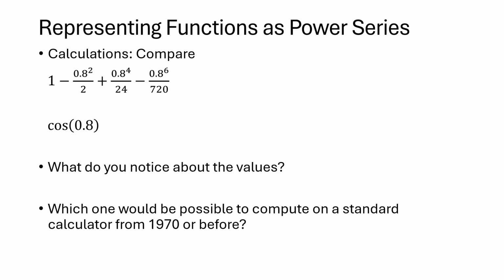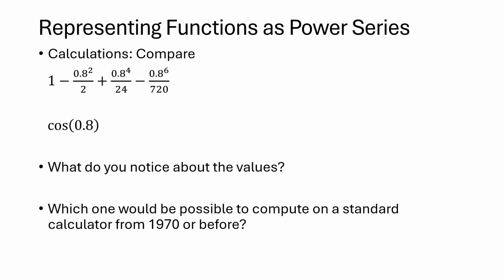The first one, I want you to calculate 1 minus 0.8 squared over 2 plus 0.8 to the fourth over 24 minus 0.8 to the sixth over 720. Then, using your modern scientific calculator or an internet analog, calculate cosine of 0.8. And I want you to compare those answers. And I want you to think about which one of those you could have done without a scientific calculator.